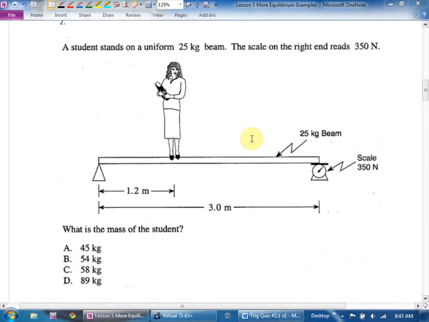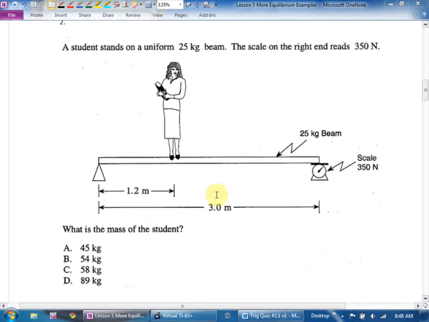So we've seen diagrams like this before. Clearly a beam, two things on the end and a mass in the middle. The only twist here is instead of saying find the force on the left or the force on the right or both of them, say find the mass of the student. Okay. Thankfully, it's a horizontal beam that makes things way easier because when it comes to gravity, that's going to mean no components. It's going to be perpendicular.